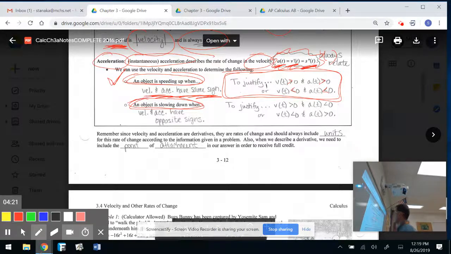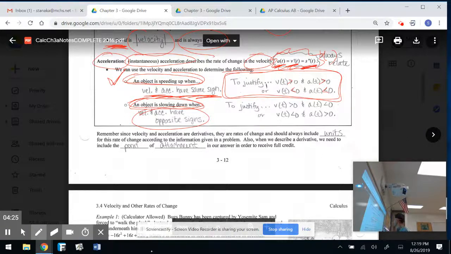Vice versa, when an object is slowing down, velocity and acceleration will have opposite signs. How do we justify that? Well, if velocity is positive and acceleration is negative, our object is slowing down. Otherwise, if velocity is negative and acceleration is positive, then that means our object is also slowing down.